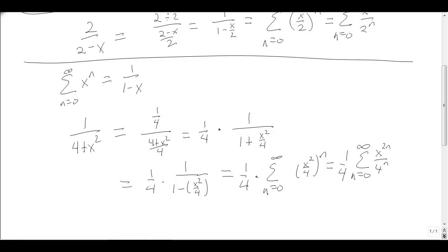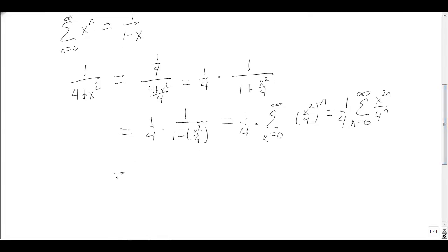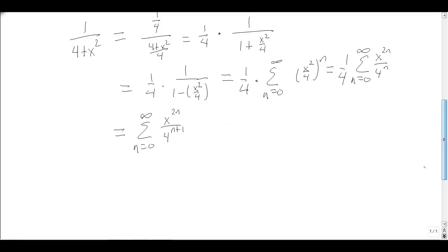You could write 4 to the n as 2 to the 2n if you wanted to. I've got a 4 on the outside. I don't know, there's various things you could do here. What I've got there is probably a fine answer. But I could move this 1/4 to the inside and write this as x to the 2n over 4 to the n plus 1. I could write that 4 to the n plus 1 as 2 to the 2n plus 2. In any case, I get something like one of these series here. So the idea here is we're taking somewhat different series and making pretty easy substitutions, and just using known formulas.